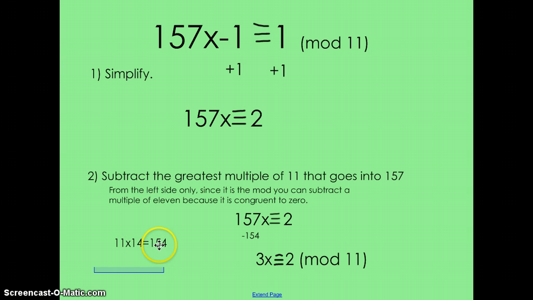So 154 we subtract from 157, and we get 3x. We can do this solely from the left side. Since it's mod, you can subtract any multiple of 11 from either side of the equation, but we're just going to do it from the left side because it's congruent to 0, so you're basically getting it into a simpler form. Then we're left with 3x is congruent to 2 mod 11.